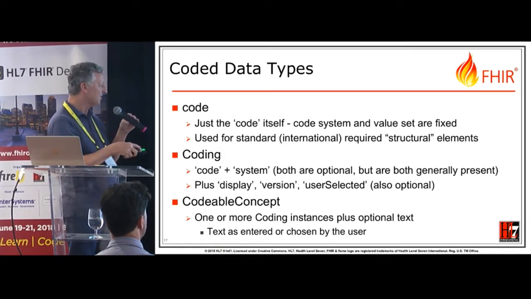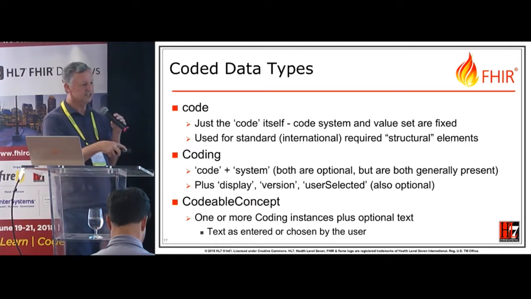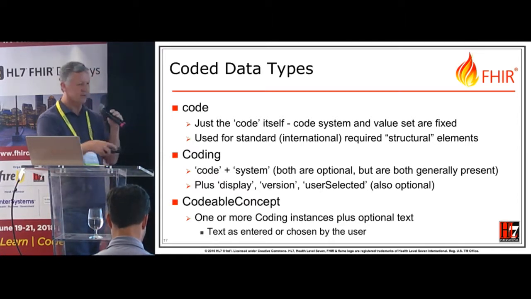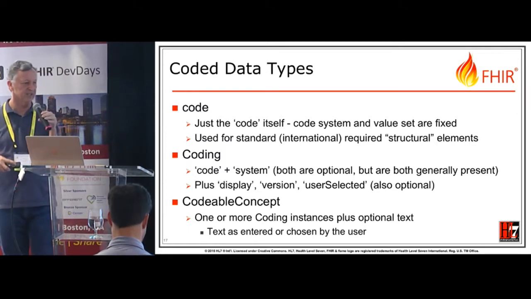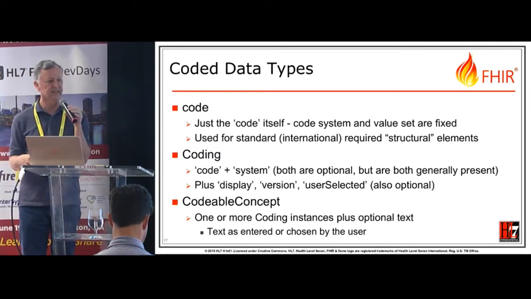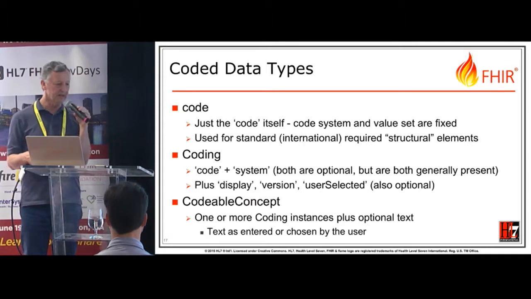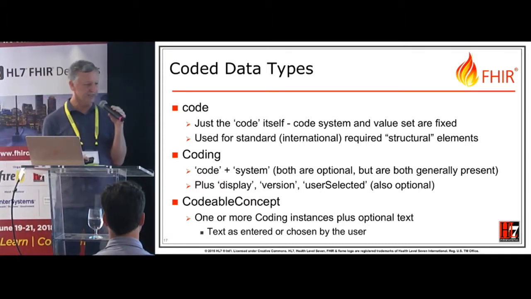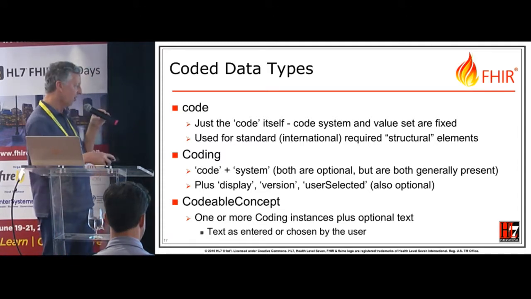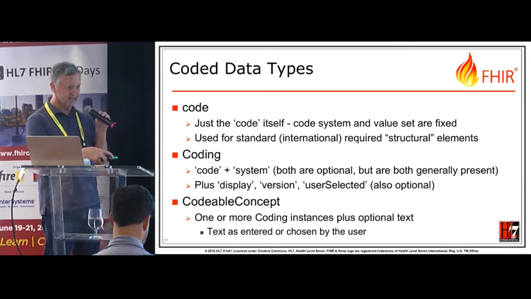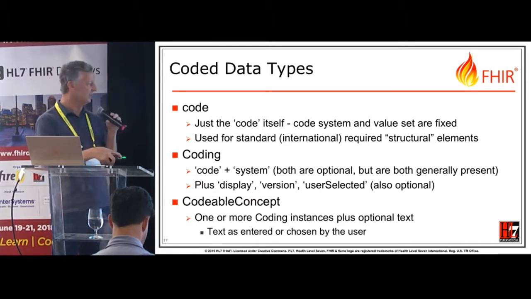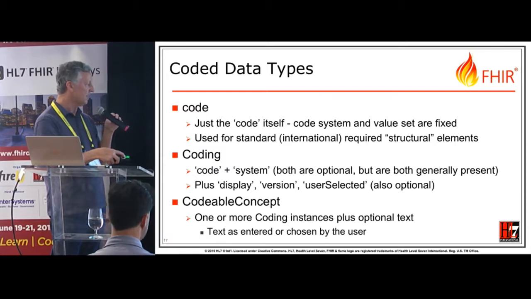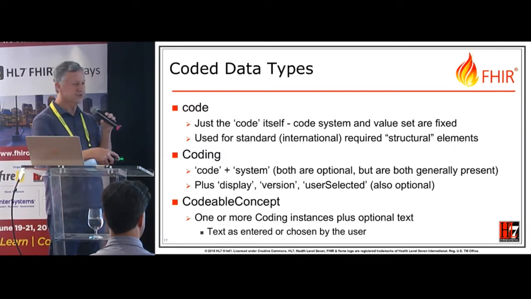CodeableConcept, again, just takes the notion of coding and says we can have more than one of these. We might need to translate. We might need both SNOMED CT and ICD-10, for example. And I could send both in the instance if I know what they are. So I can have one or more coding instances, and I can also add text if I need to. And I can even send only text. If I don't actually have a code, I can just send text, and that text is supposed to be either the text entered or chosen by the user.